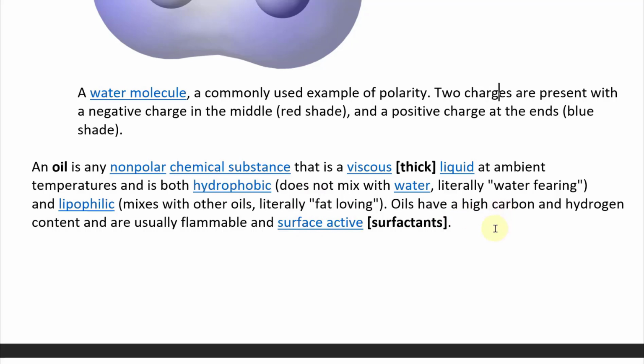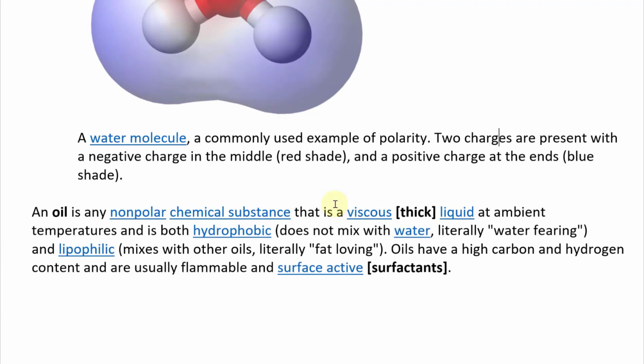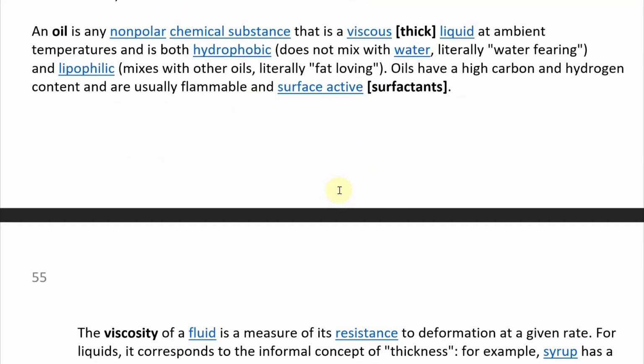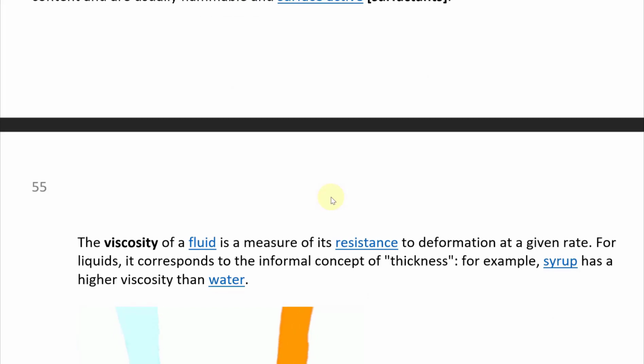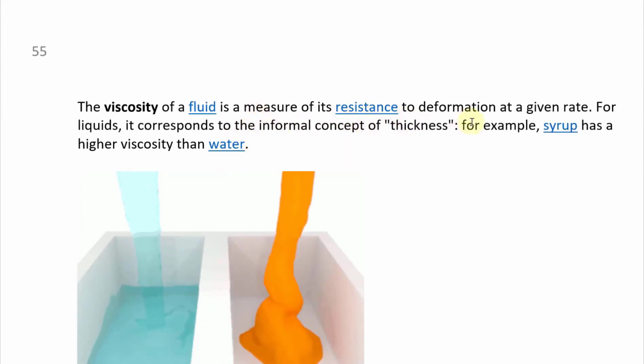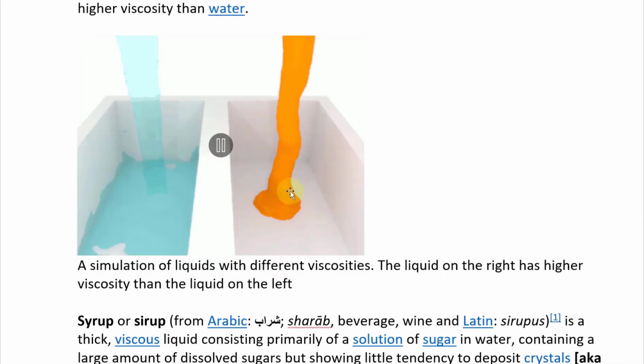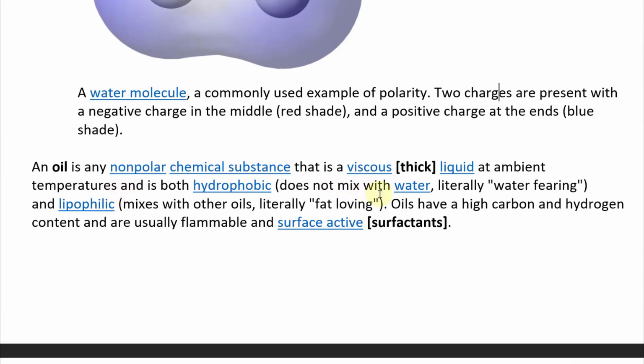And oils have a high carbon and hydrogen content and are usually flammable and surface active. In other words, surfactants. So it lowers surface tension, and hence why they're used in soaps and so on to clean out dirt, to lower the stickiness with water and other substances. The viscosity of a fluid is a measure of its resistance to deformation at a given rate. For liquids, it corresponds to the informal concept of thickness. For example, syrup has a higher viscosity than water.